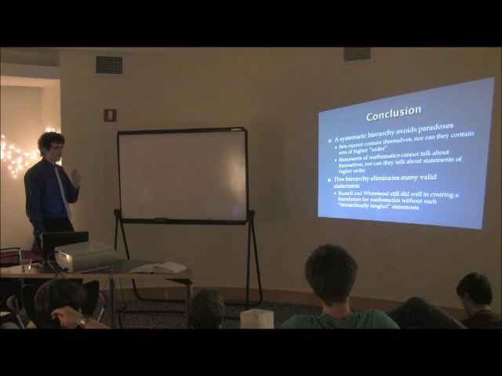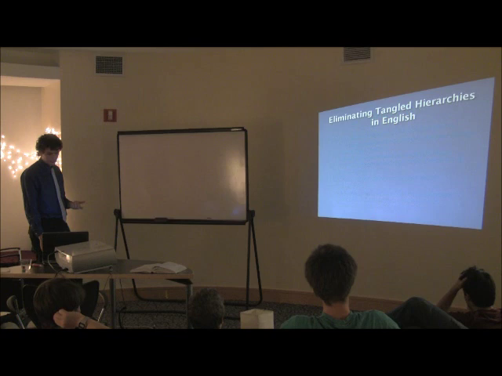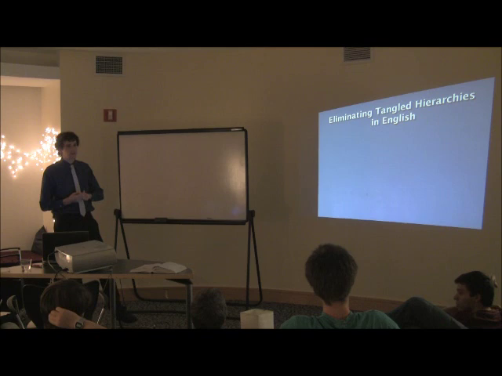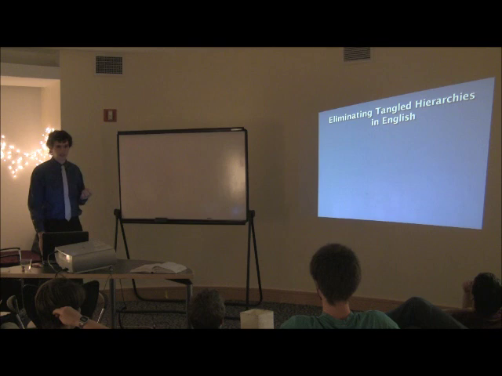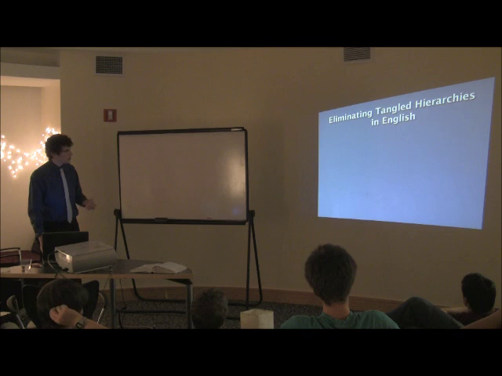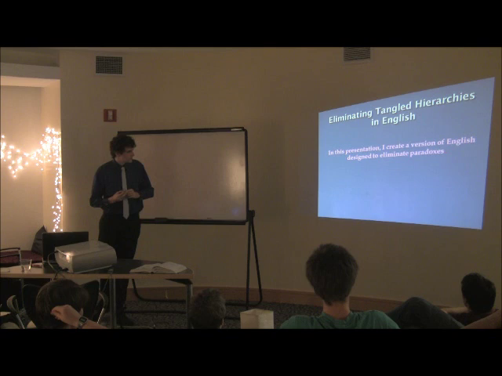And they did a very, very precise job of trying to eliminate these tangled hierarchies. So now we're going to try to eliminate some kind of tangled hierarchies in English. It's sort of an interesting exercise to think about your own language rather than the language of mathematics, and think of how you could speak in a way where you couldn't say a paradox. So if, for instance, I were to say, in this presentation, I create a version of English designed to eliminate paradoxes, right? What are words that you can't say in there?